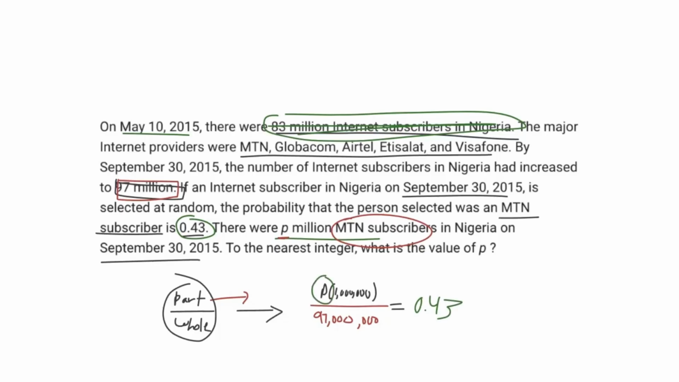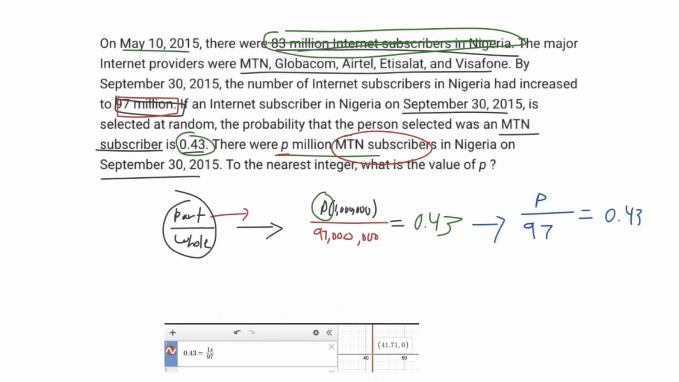To do this, you just plug it into Desmos, right? But first, let's simplify this, because if you type 1 million over 97 million, it's going to give you an error because it's just such a small number. So we have P, and then we divide the 1 million by 1 million and the 97 million by 1 million. So we get P over 97 equals 0.43.